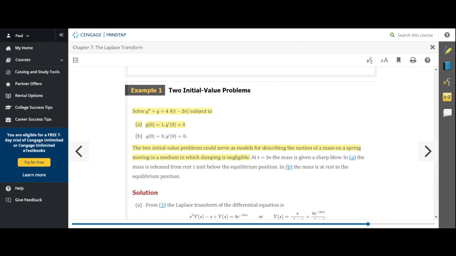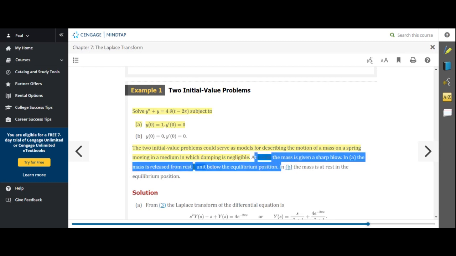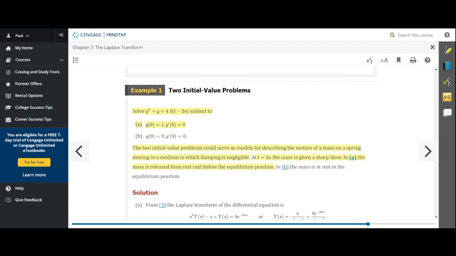The mass is given a sharp blow at 2 pi because the Dirac delta function is t minus 2 pi. They also note that in A, the mass is released from 1 unit below the equilibrium position, and in B, the mass is at rest in the equilibrium position. All stuff that you know pretty well.